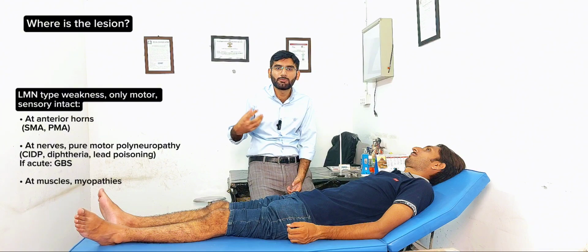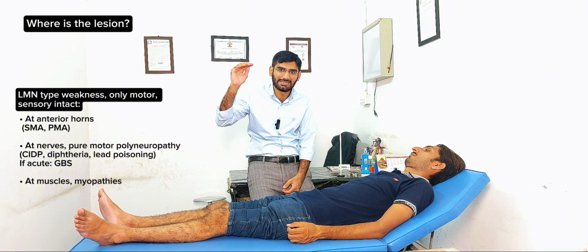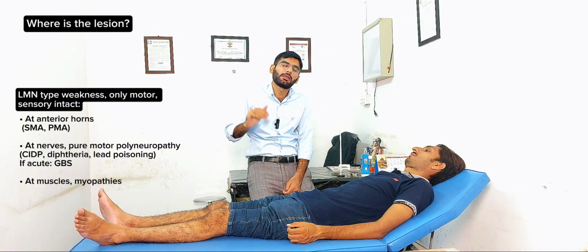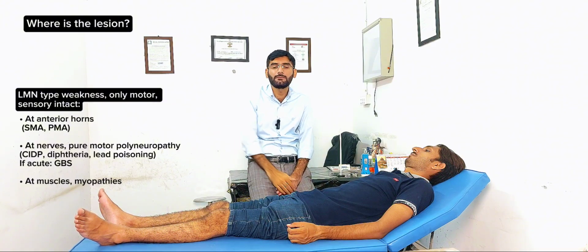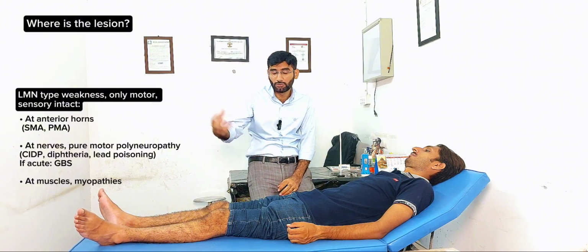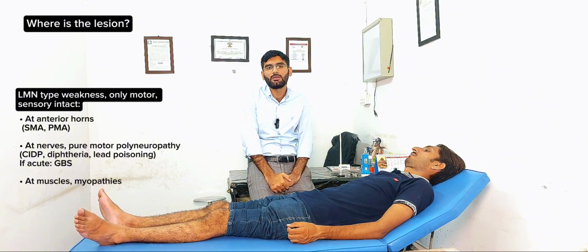So it is pure motor, lower motor neuron type weakness. Where could be the lesion? It could be either at the level of anterior horns, it could be at the level of peripheral nerves, polyneuropathy, pure motor polyneuropathy, or it could be at the level of muscles.